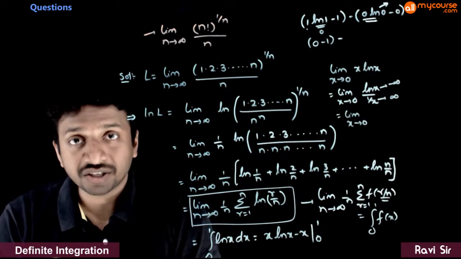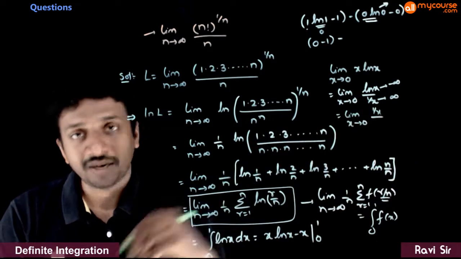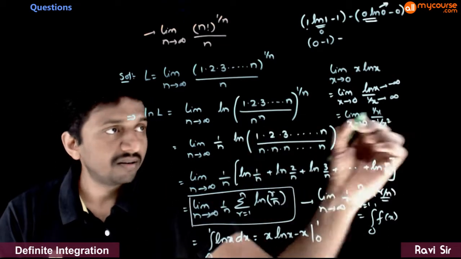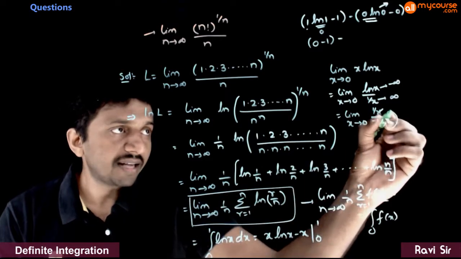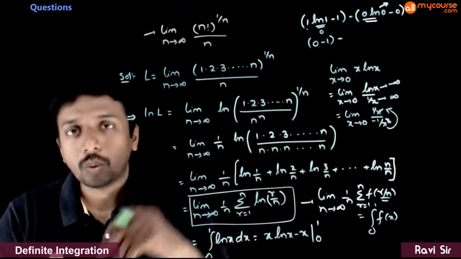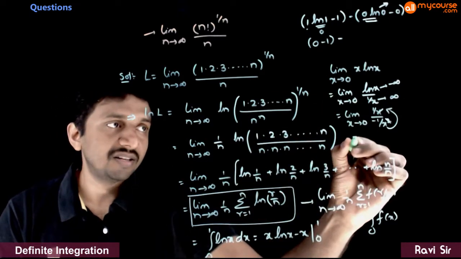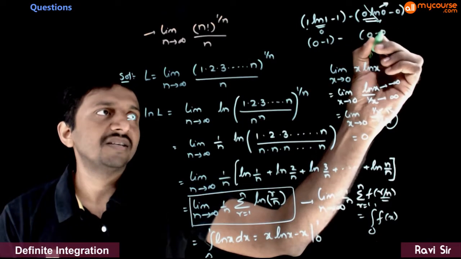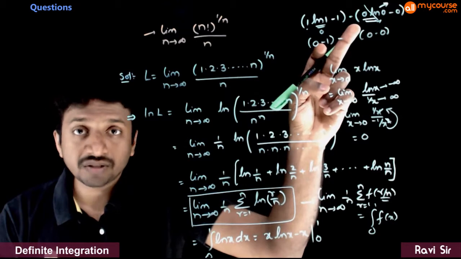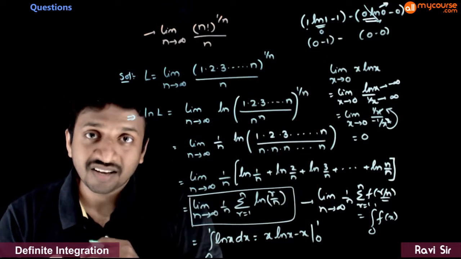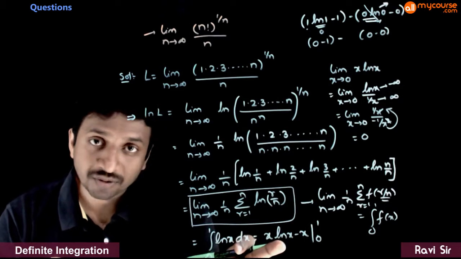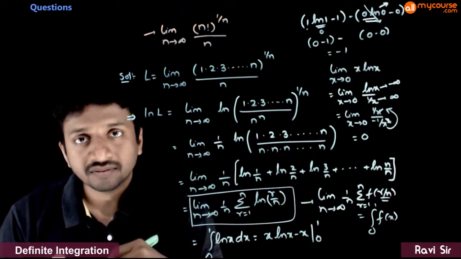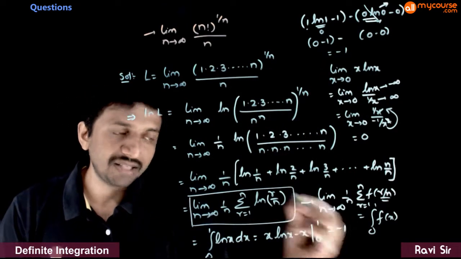What is the differentiation of log x? 1 by x, divided by, what is the differentiation of 1 by x? Minus 1 by x square. So one x gets cancelled, and you get minus x. As x tends to 0, what is the limit of minus x? The answer is 0. So this value has to be substituted as 0. Exactly at x equal to 0, the function is not defined. Hence, I just need to see what happens at the limiting value as x tends to 0. So the answer is 0, and the integral is equal to minus 1.